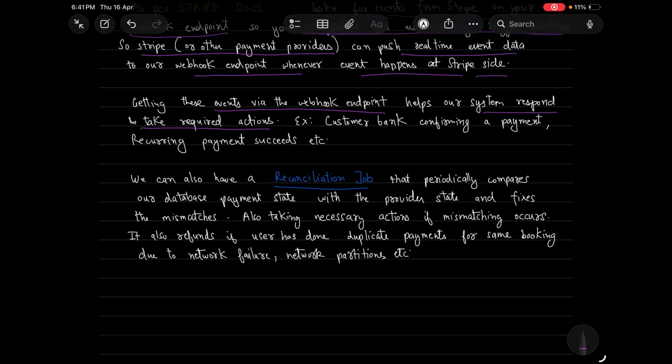We can also have a reconciliation job that periodically compares our database payment state with the provider state and fixes the mismatches, also taking necessary actions if mismatches occur. It also refunds if the user has made duplicate payments for the same booking, due to maybe network failure, network partitions, etc.